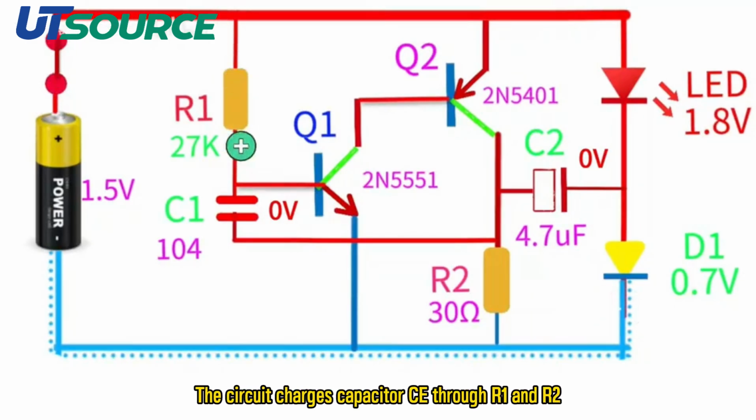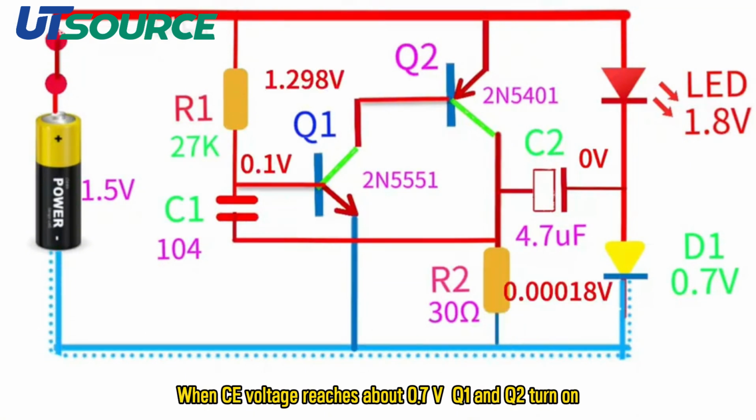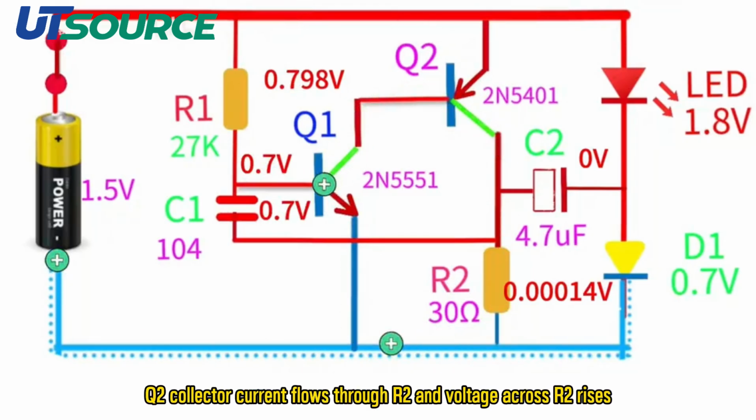The circuit charges capacitor CE through R1 and R2. When CE voltage reaches about 0.7 volt, Q1 and Q2 turn on. Q2 collector current flows through R2 and voltage across R2 rises.